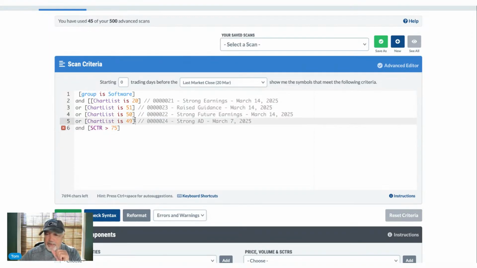And then put another bracket in here at the end. And so now what it's saying is, okay, find me all the software stocks that are in any of these chart lists, this chart list or this chart list or this one or this one. So now it can be in any of them, and with a Scooter score over 75, now I'll run the scan.